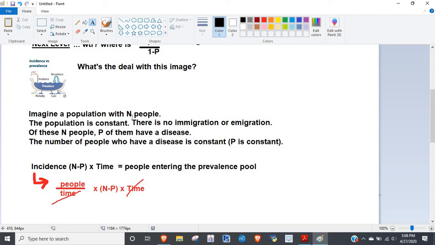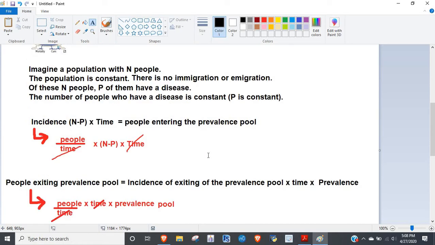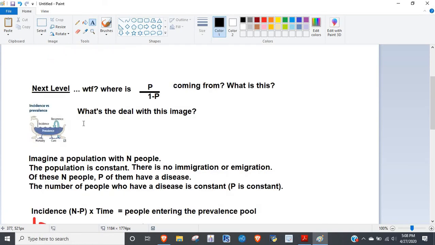But the idea here is that you have a certain amount of people entering the prevalence pool, and it's equal to the incidence times the number of people at risk times, of course, the time that you're giving them. And at the same token, you also have people exiting the prevalence pool. Same here, people going in, people exiting the prevalence pool, in a little bathtub example.